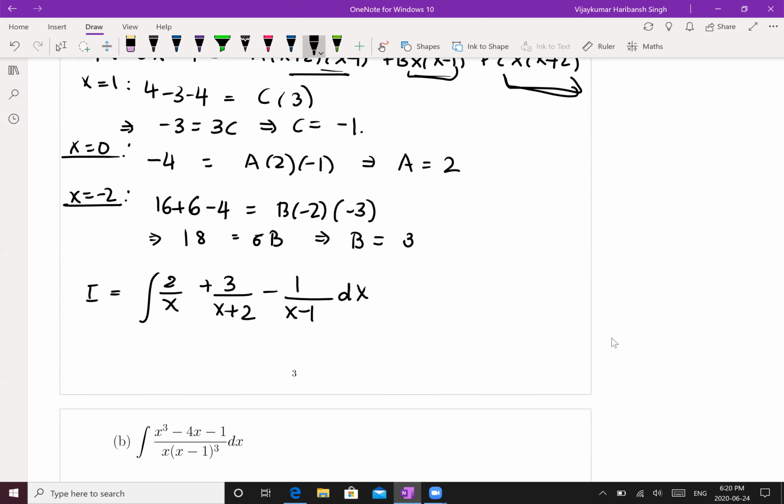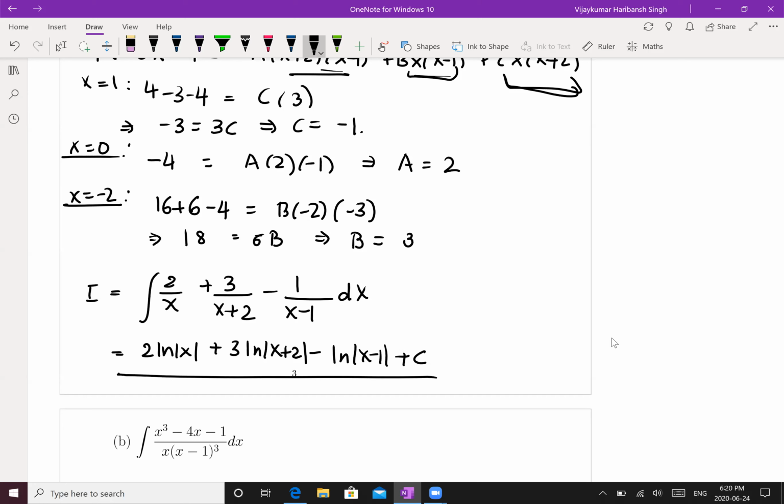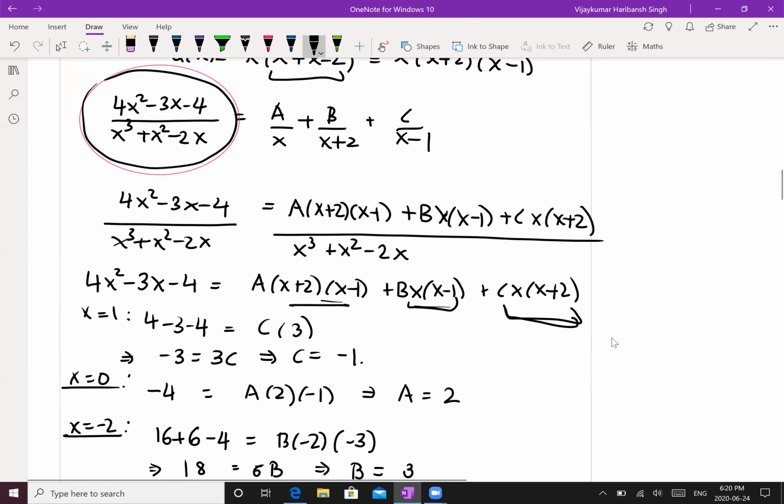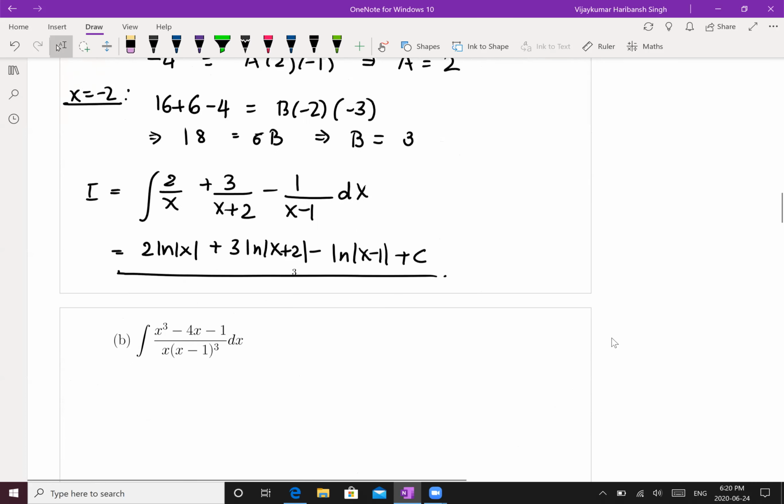dx. Now if you integrate this, you'll get what? 2 comes out, ln of absolute value of x, plus 3 comes out, ln of x plus 2, minus 1 comes out ln of x minus 1, plus c. So this is your method of integration by partial fractions. Okay, so that's the idea. Let's proceed to the next problem.